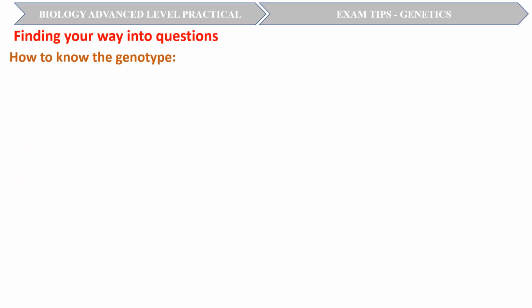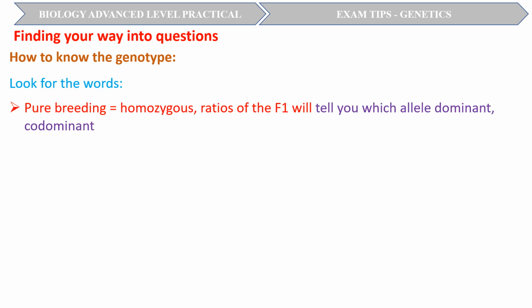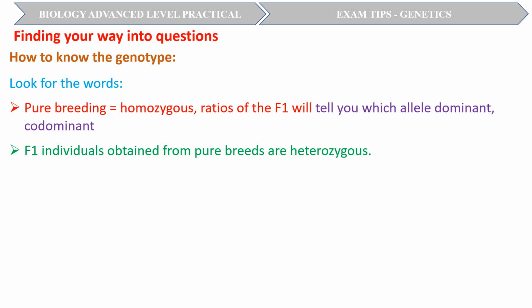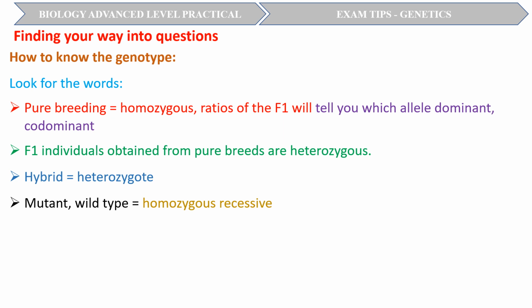Determining the parental genotypes is crucial for getting your answers right. To get the genotype, look for keywords in the question statement, including the following: pure breeding, pure line, etc. These mean that the individual is homozygous. The ratios of the F1 will tell you which phenotype and thus the allele is dominant, recessive, codominant, etc. The word hybrid implies heterozygote. Also, F1 individuals obtained from pure breeds are heterozygous. The words mutant and wild type often imply homozygous recessive.